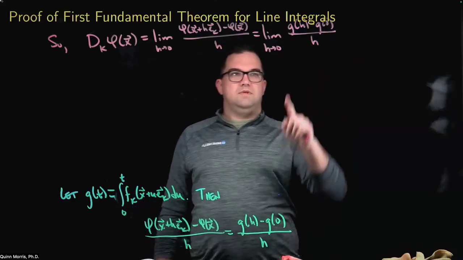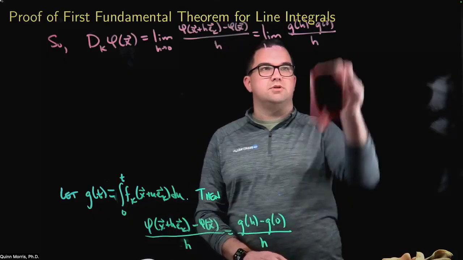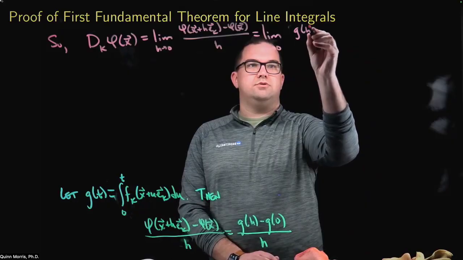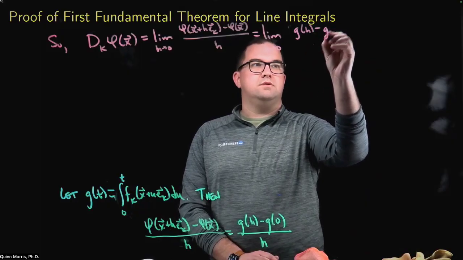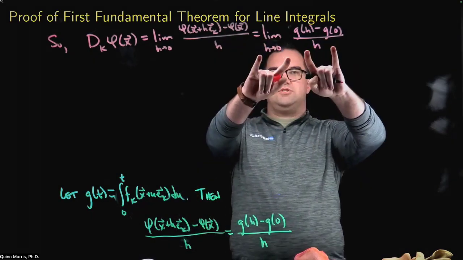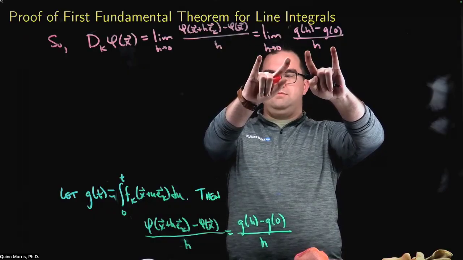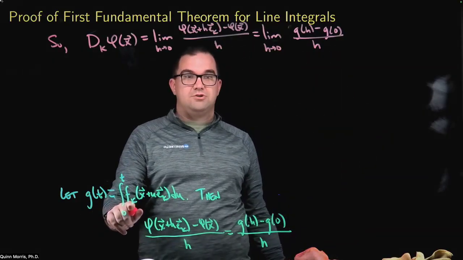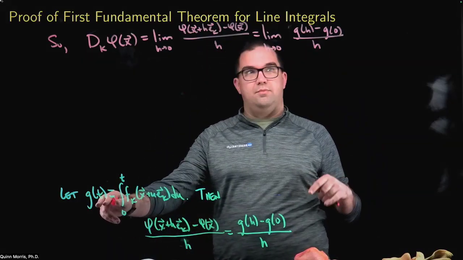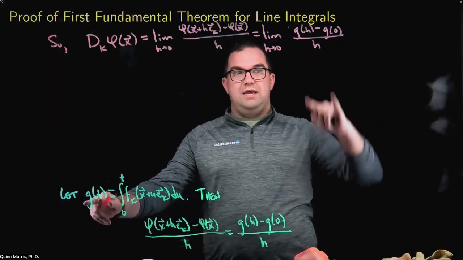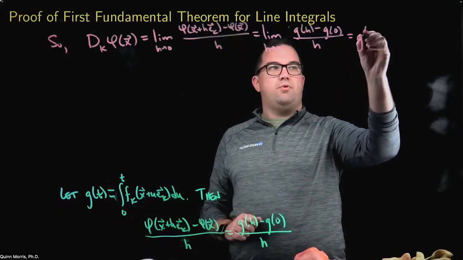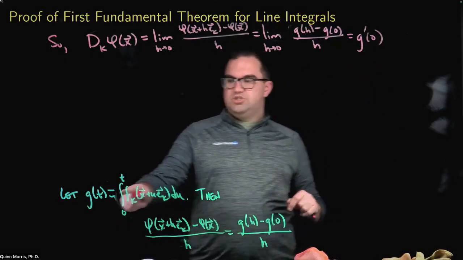Well, this is a scalar function. I'm sorry, I've written up a bit, so this is g of h minus g of 0 all over h. So this is now just a difference quotient for g, and g is a differentiable function by the first fundamental theorem of calculus. So this limit exists. It will be g prime of 0. The question is then, what's g prime of 0?